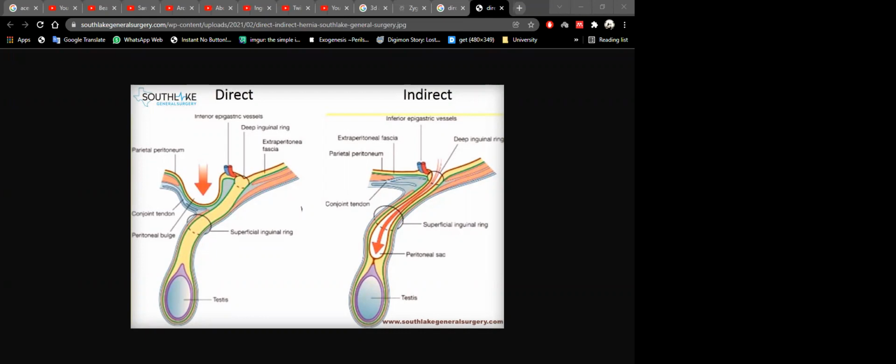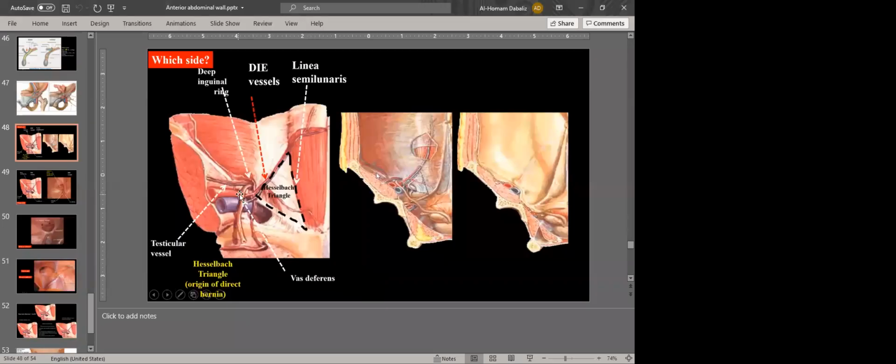Now, this is a direct hernia. This is an indirect hernia. In a direct hernia, there is no way it is going through the rings. The direct hernia goes next to the ring, in the Hesselbach triangle. And the Hesselbach triangle, as you can see here, this is the Hesselbach triangle. This is the ring. So it's going through here, not through the ring. Okay?